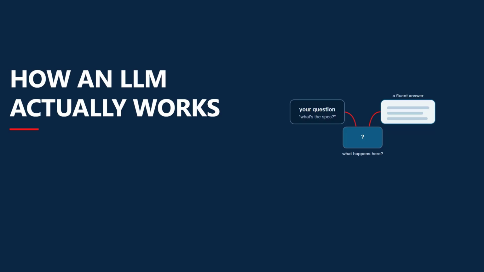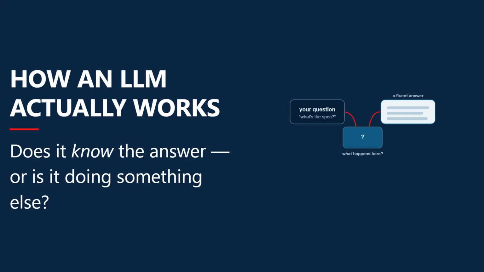You ask the assistant a question and it answers in seconds. Full sentences, confident, like it read every manual you own. So here is the honest question. Does it know the answer, or is it doing something else? That something else explains everything the chatbot gets right and everything it gets wrong.